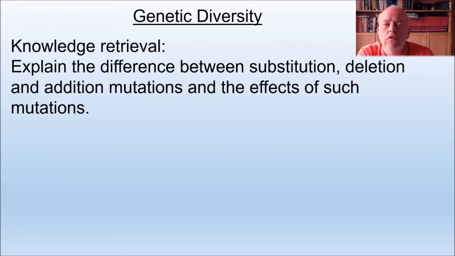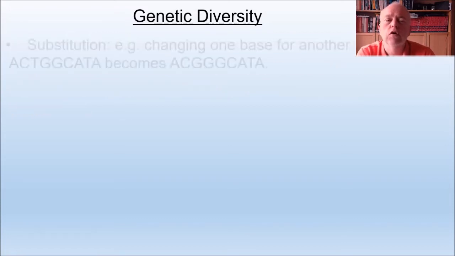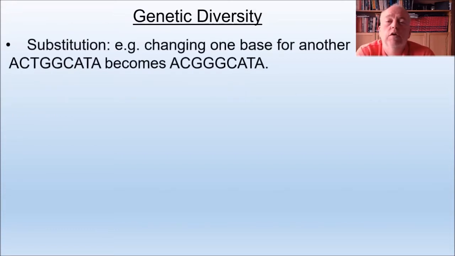Okay, hopefully you've gone through that and you can recall those particular mutations from a few weeks ago. If we're looking at the first one, we're looking at the idea of substitution. That's quite simply, as the name suggests, we're substituting or changing one base for another. The example I've given you there, ACT, GGC, ATA, and that first thymine we're substituting in guanine. So a slight change in the actual sequence.